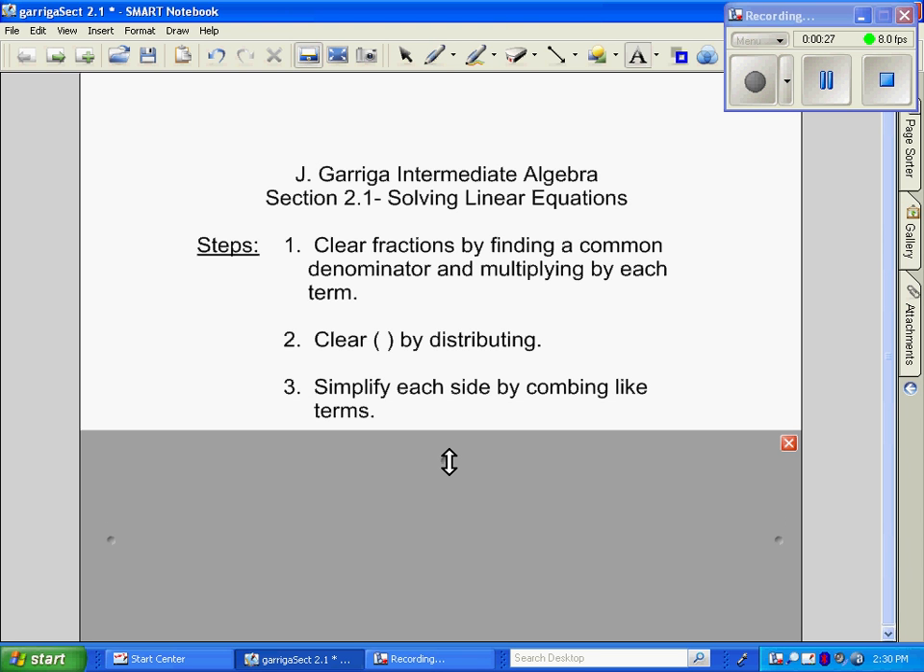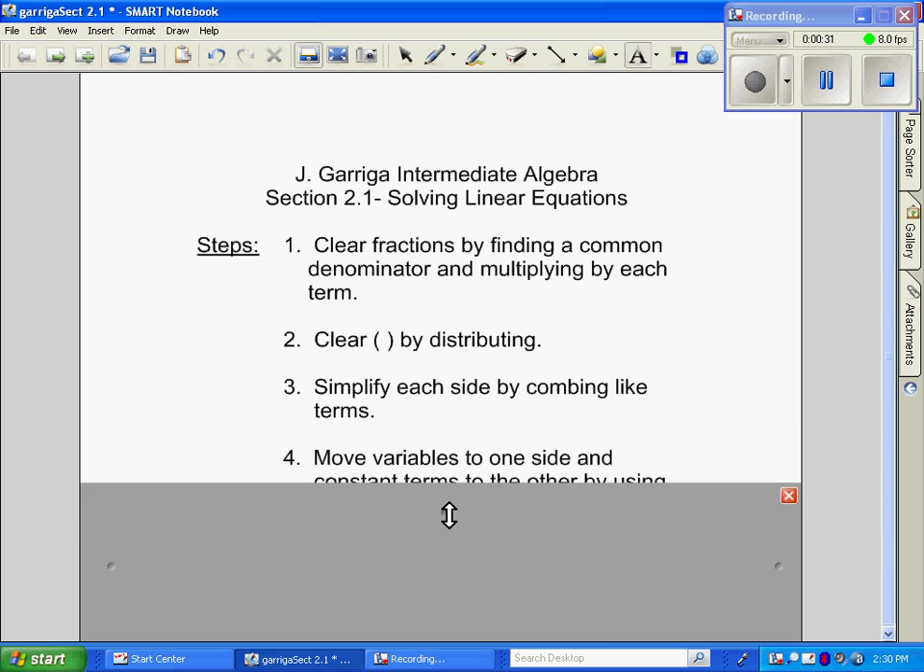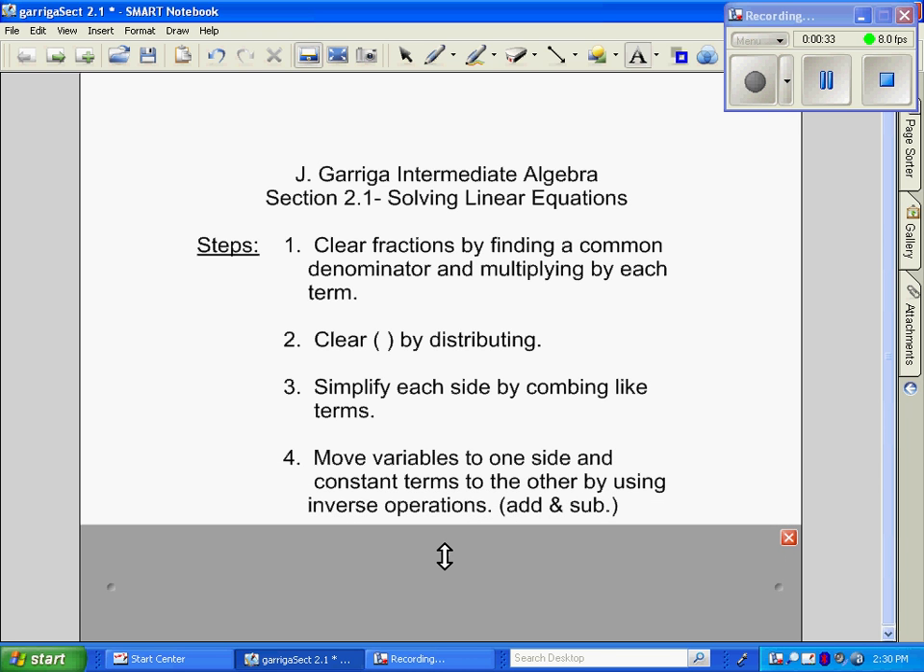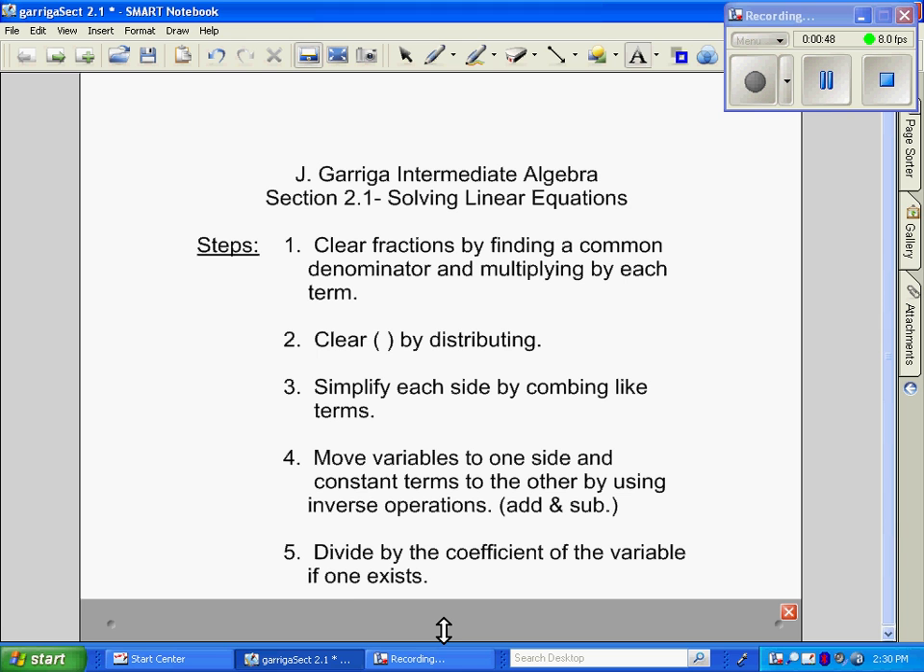Next, we'll simplify each side of the equation by combining like terms. Then we will move variables to one side and constant terms to the other by using inverse operations. The inverse of addition is subtraction, and the inverse of subtraction is addition. It's kind of like undoing each other. And the last step is divide by the coefficient of the variable. That's if there's one that exists. Sometimes there's not.